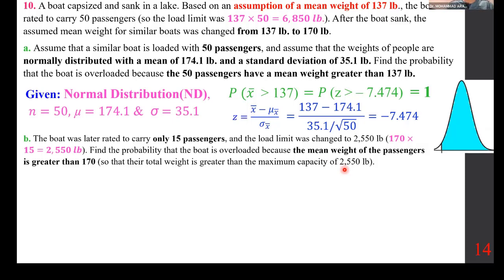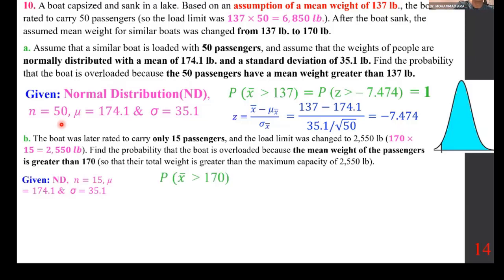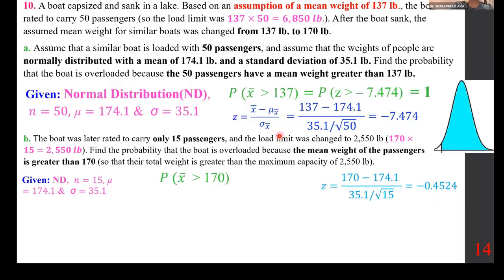So with that being the case, we are dealing with again a normal distribution with the same mu and sigma, but n is 15 instead of 50. We want the probability of X bar this time larger than 170. We do the same thing. We calculate the z-score using the same formula here.